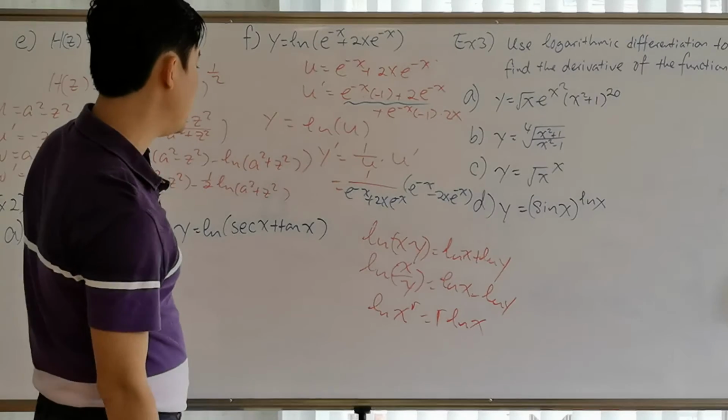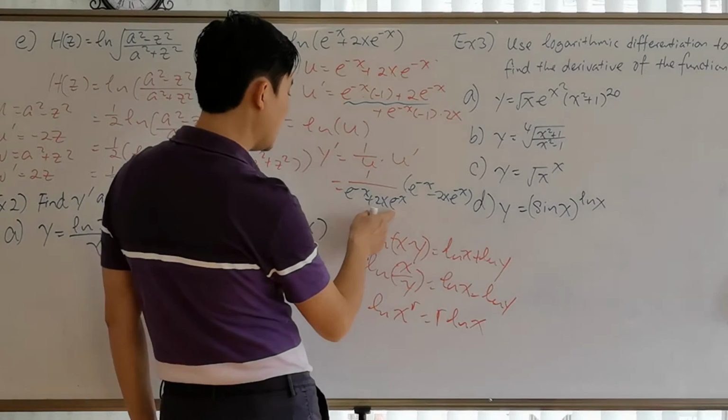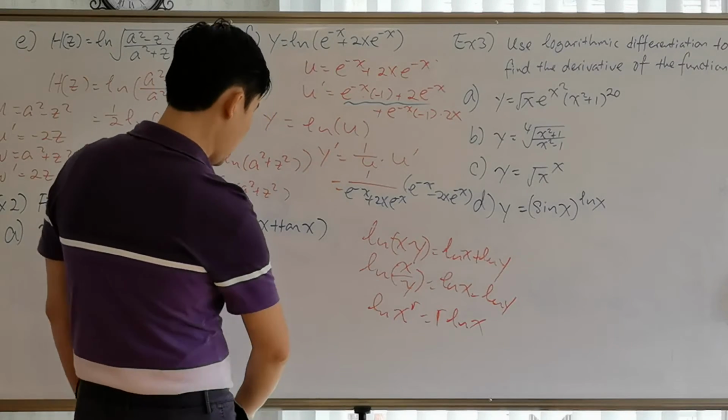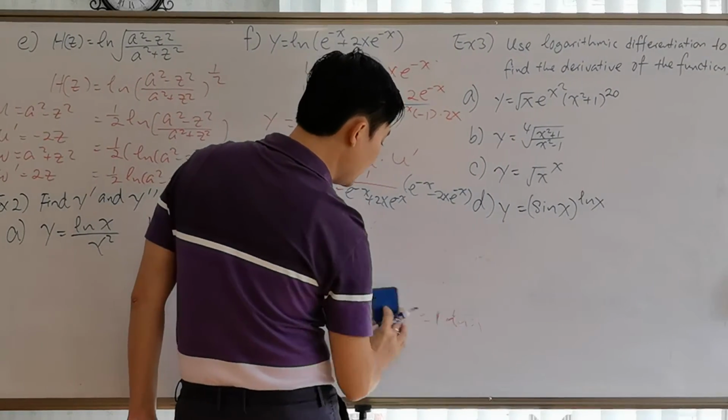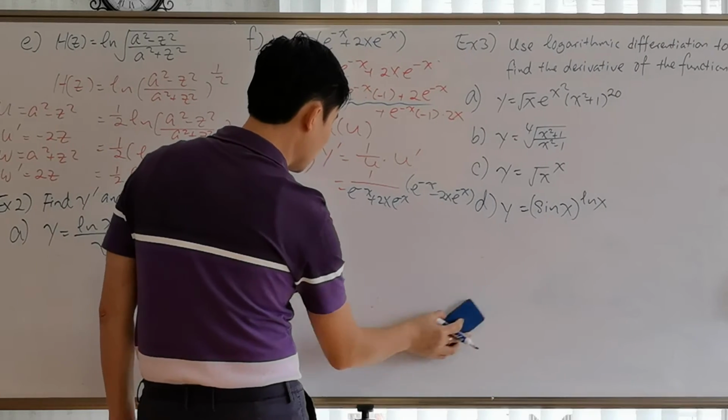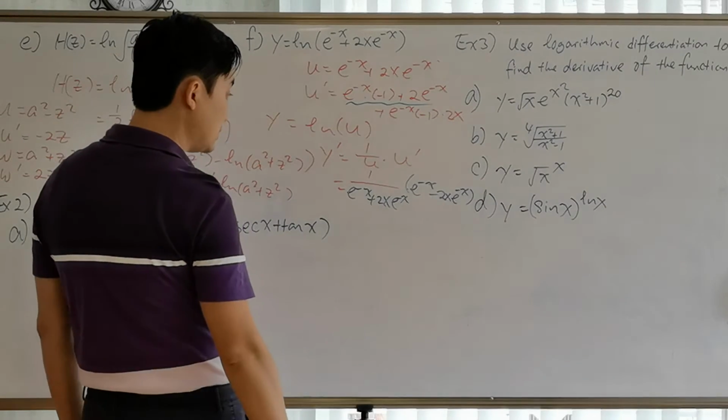And also for those who might be wondering, can I take out that e to the power of negative x so we can cancel them out? Yes, certainly you can do that. Once you find the derivative, normally there are a lot of things you can cancel. The greatest common factor is one of them.